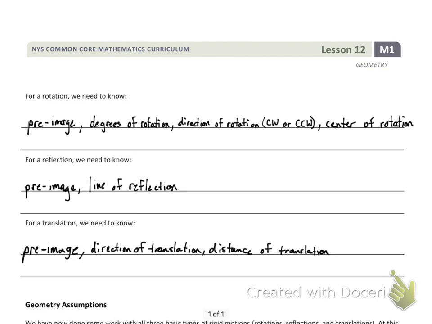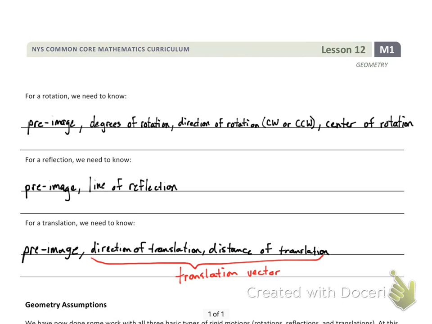So let me kind of combine both of those together, because sometimes you'll hear about, like, here's your translation vector, and go ahead and do the translation. We're not doing stuff like that as much in our class, but you might see examples of it.